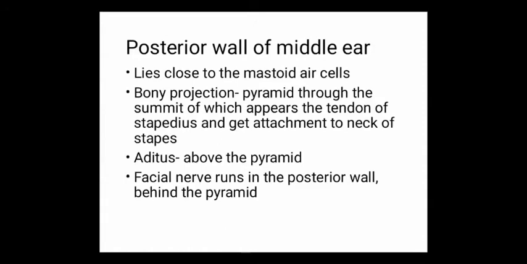Posterior wall of middle ear lies close to the mastoid air cells. Bony projection known as pyramid. Through the summit of pyramid appears the tendon of stapedius and gets its attachment to the neck of stapes. Aditus is present above the pyramid, and facial nerve runs in the posterior wall behind the pyramid.